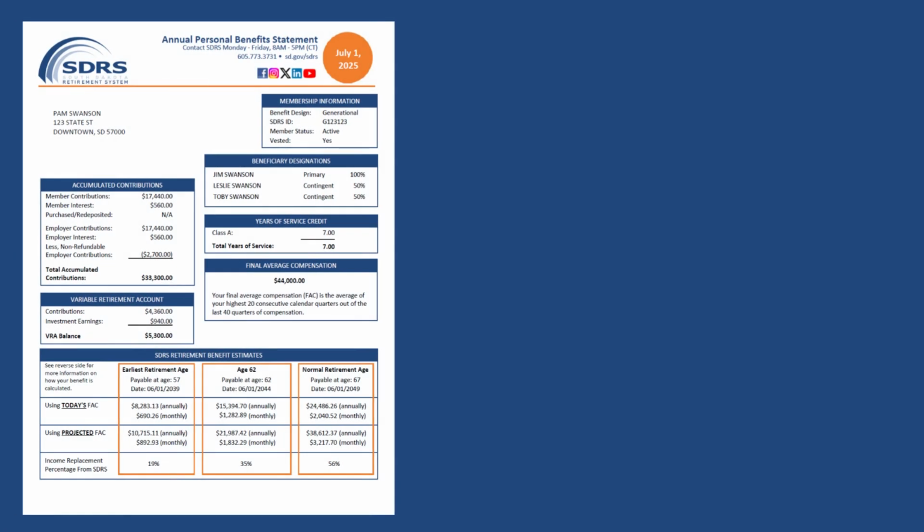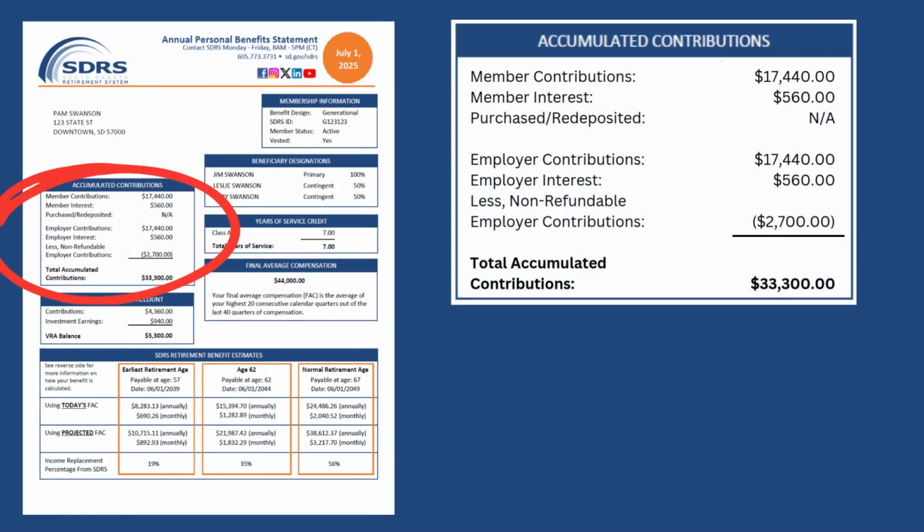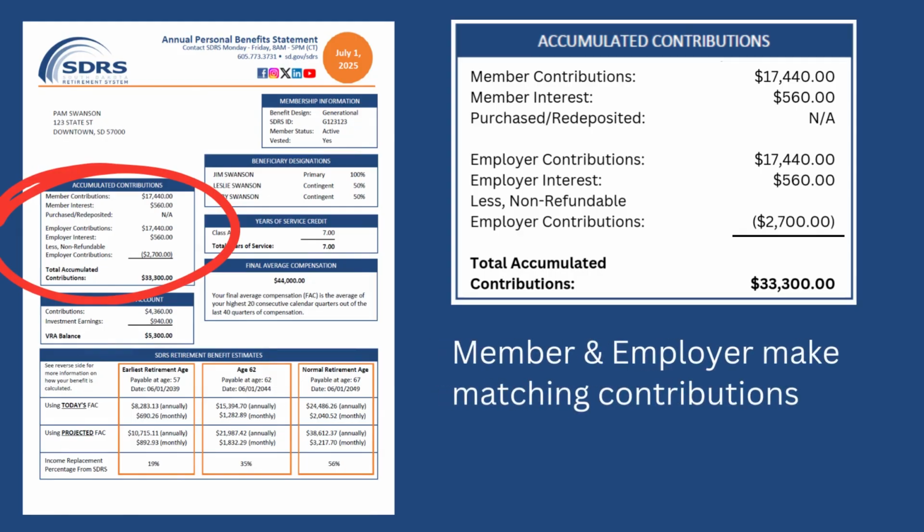Next, we'll look at Pam's accumulated contributions. Remember, both Pam and her employer make matching contributions to SDRS. Member contributions are the amount Pam has put into SDRS from her paycheck. Member interest is the interest earned on those contributions. Then, Pam has her employer match and the interest earned on those contributions.